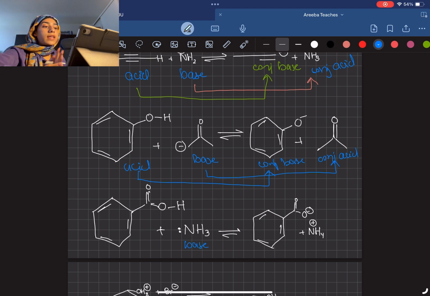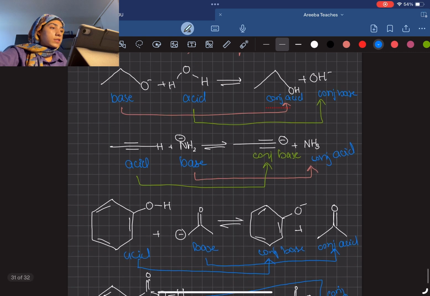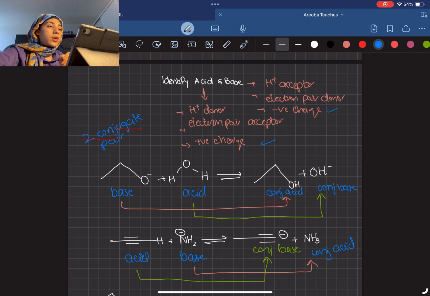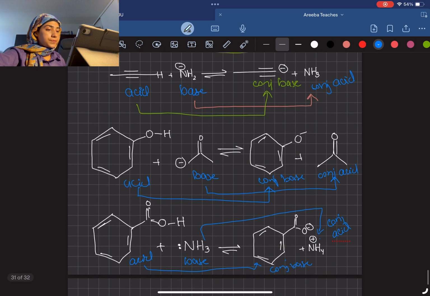So you could either have a negative charge or lone pairs. That means the same thing because it has more electrons. The other thing would be an acid. This acid pairs up with this, which would be a conjugate base, and this base has a conjugate pair, which is NH4, our conjugate acid. And if you see over here, it has a positive charge. What has a positive charge? An acid has a positive charge. So this one is our conjugate acid.